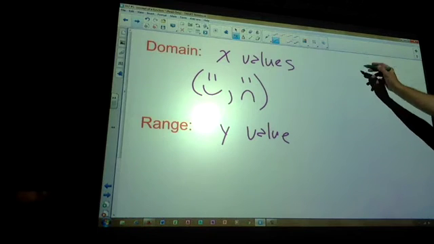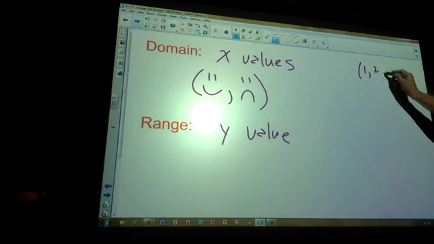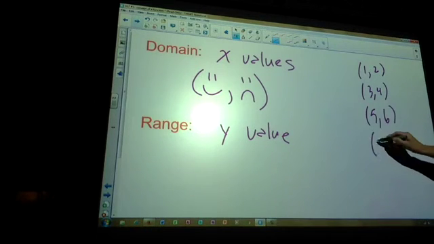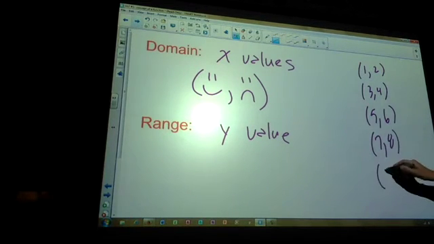Okay, I can have a whole bunch of ordered pairs. 1, 2. What's the domain of what we have represented? 1, 3, 5, 7, 9. Perfect. What is the range? 2, 4, 6, 8, 10. Is this a relation that we have up on the board? Yes, I have points. I have X, Y values, so we have a relation.